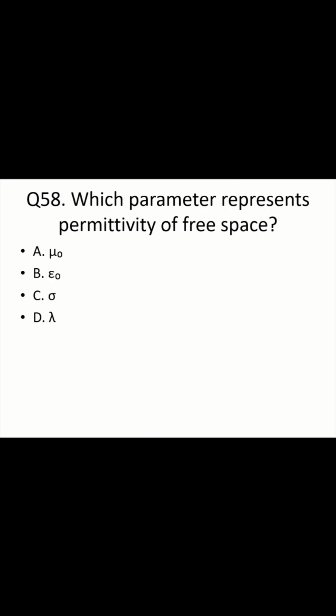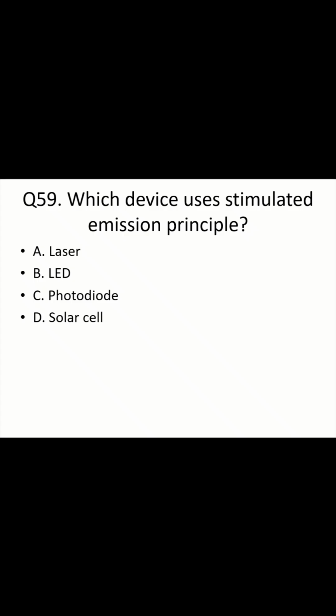Which parameter represents permittivity of free space? Mu naught, epsilon naught, sigma, or lambda? So correct option is option number B, that is epsilon naught. Which device uses stimulated emission principle? Laser, LED, photodiode, or solar cell? Option number A, that is laser.